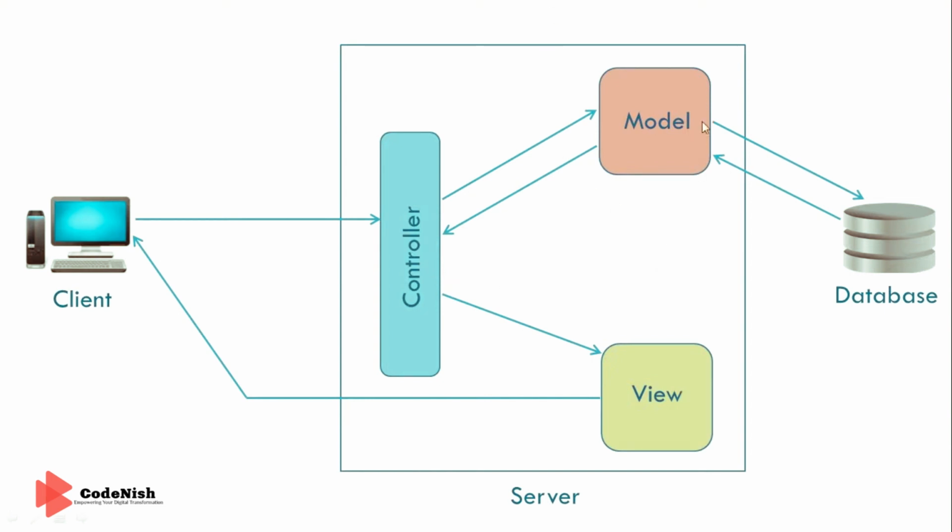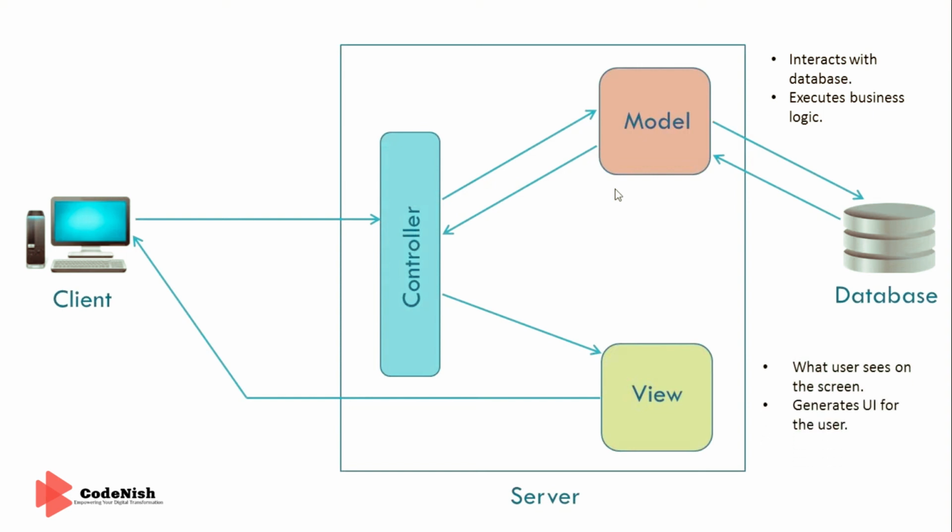Each of these three components has some specific responsibility. Our model interacts with the database, and it is also responsible for executing business logic. So our model basically deals with data. Then our view is what the user sees on the screen. It generates the UI, or user interface, for the user. And our controller takes user input, also called request parameters. It also interacts with the model and view. So our controller basically acts as a middleman between our model and view.